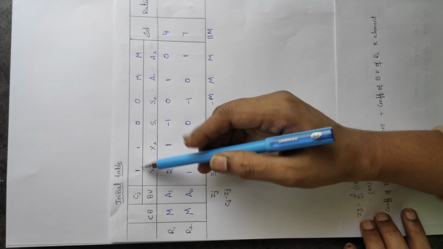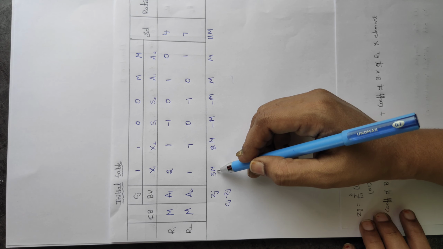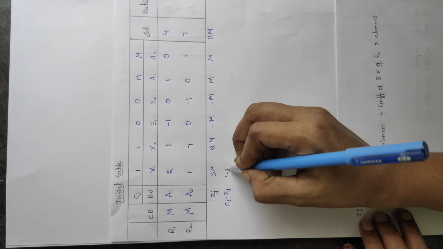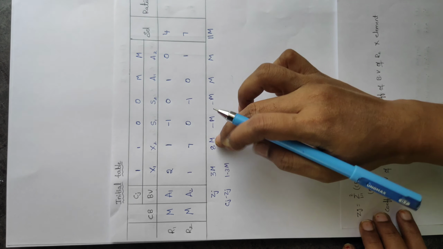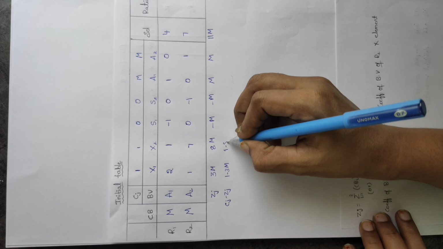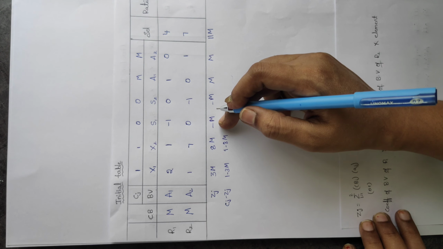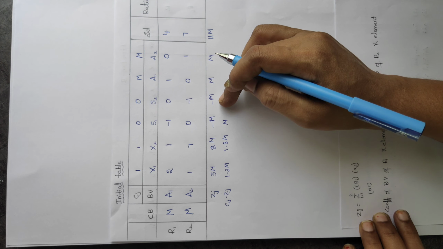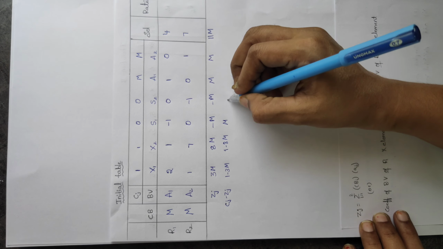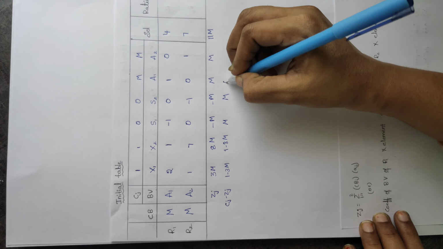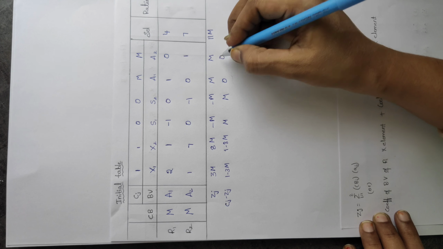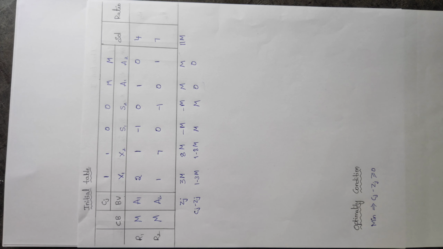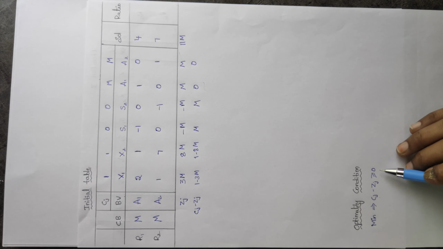Cj minus Zj values: 1 minus 3m, 1 minus 8m, 0 minus m plus m, 0 minus m, m, m minus m, 0. The optimality condition for a minimization problem is that all the Cj minus Zj values should be greater than or equal to 0.